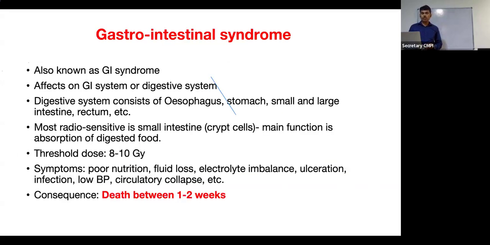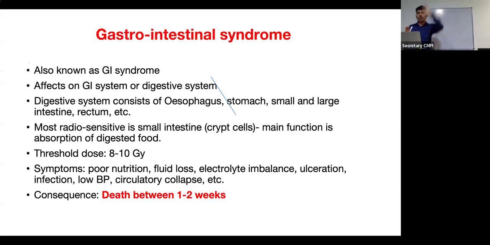And GI syndrome is another one, which affects your gastrointestinal system, your gut tract and digestive system. Mainly the esophagus, stomach, small and large intestine, rectum, etc. As you know, one radiosensitive cell is the crypt cell, the intestinal crypt cell. Their main function is absorption and digestion of food. So, of course, there is fluid loss, electrolyte imbalance, low BP, circulatory collapse, etc. These can happen as symptoms, and death is possible within 1 to 2 weeks.